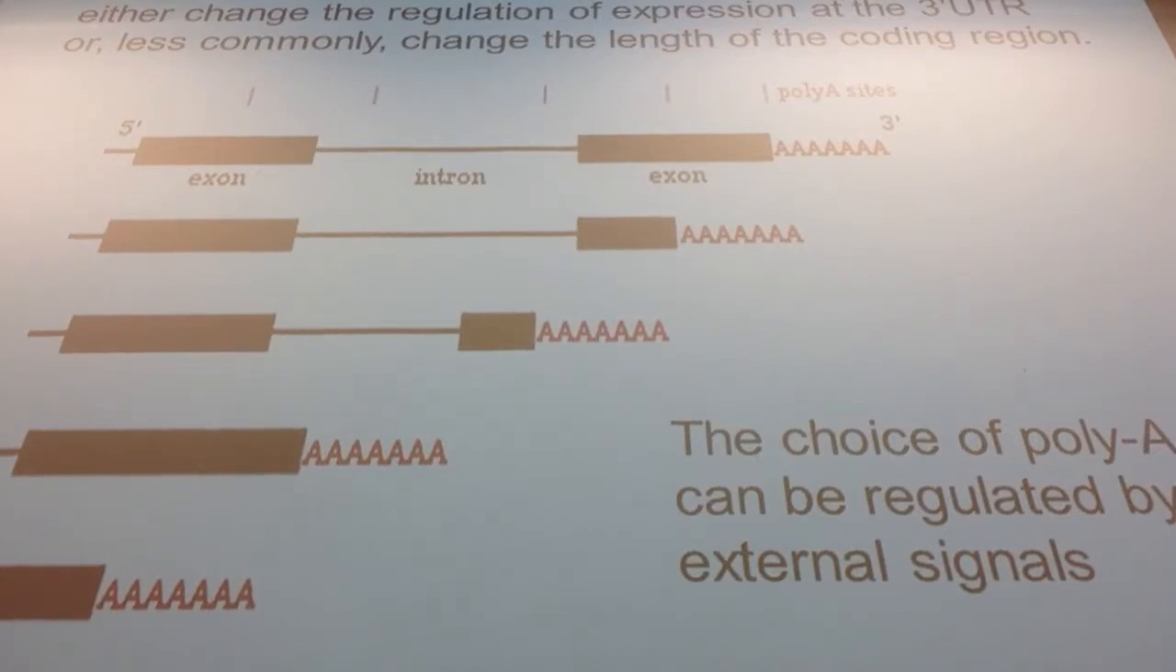Yes, sir? You mentioned that the poly A site was chosen by the cell, but it's regulated by external signals. Which one is not directly chosen by the cell? External signals tell the cell which one to choose. Okay? And how the external signals tell the cell what to do is by the binding of regulatory proteins to regulatory sequences on the mRNA. Okay? So, regulation.